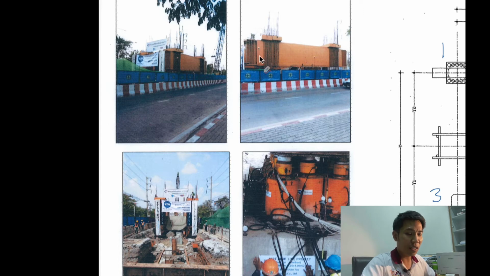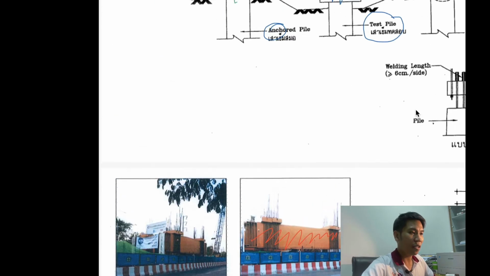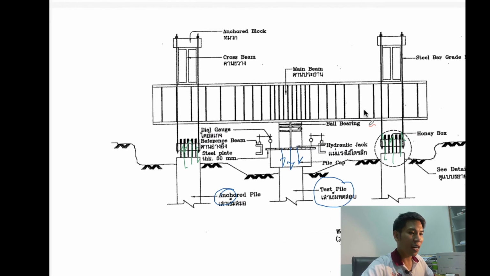You can see that the main beam is really large, and we have the anchor piles around here. And this one is a lot of hydraulic jacks, because the load is really high. After that, we apply the load to the pile and see what's going on. We come back to the pile here.